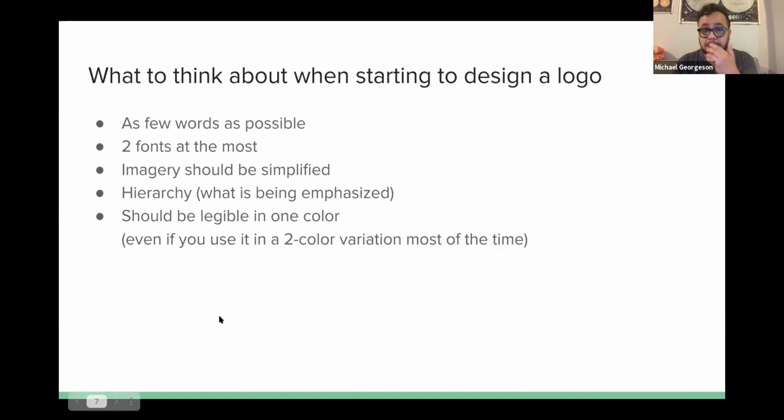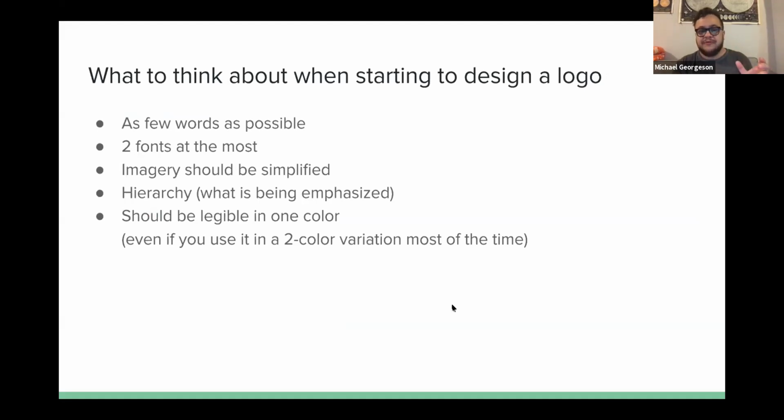So when we're designing a logo, there's a few things to think about. What are the words? Target can get away with not having words, but when a Green candidate can have no words in their logo, it'll be a wonderful day. But you want to think about limiting the amount of words. You want to say the name of the candidate and then what they're running for, and that's it.